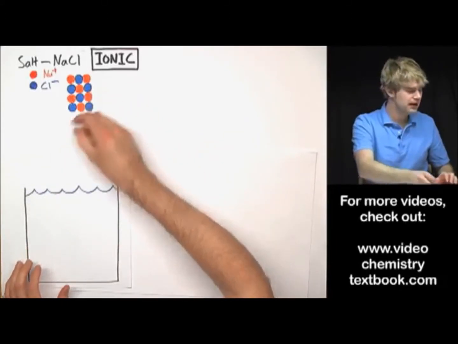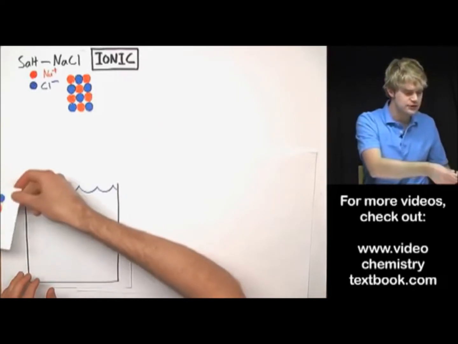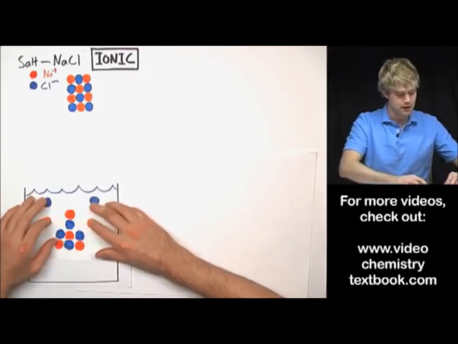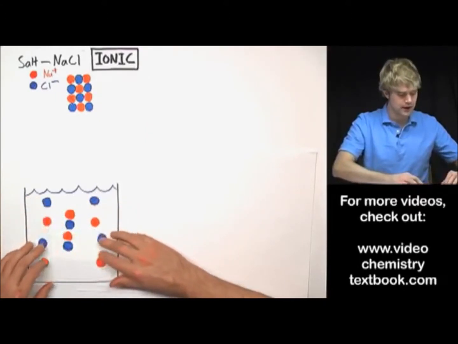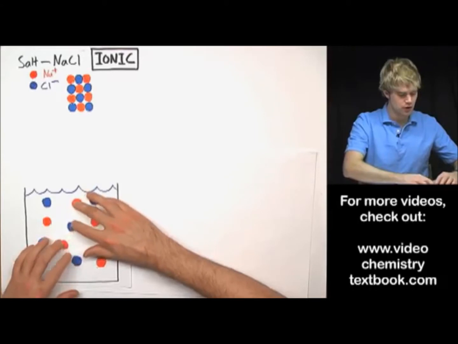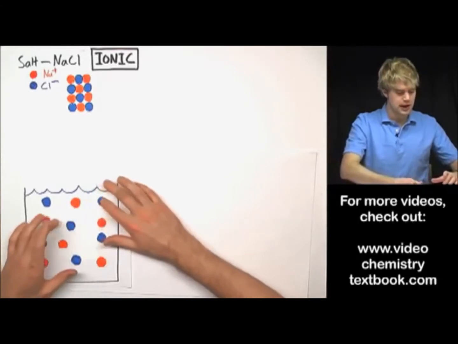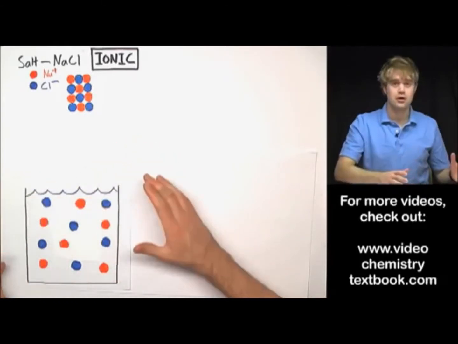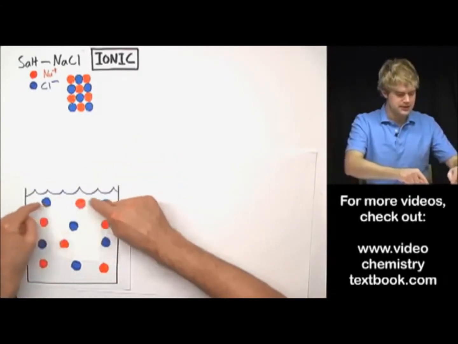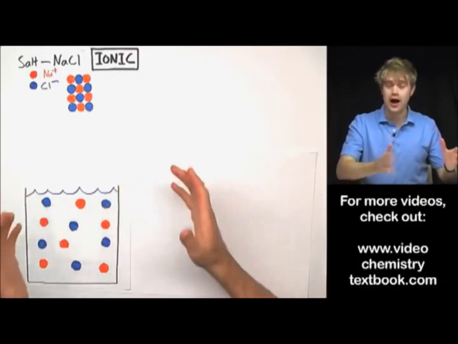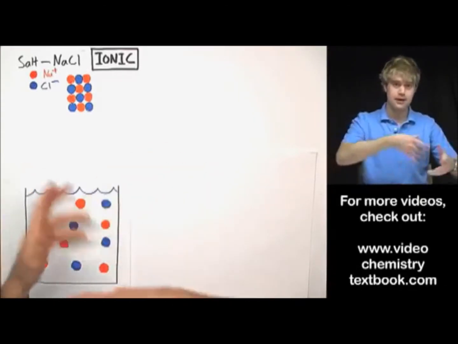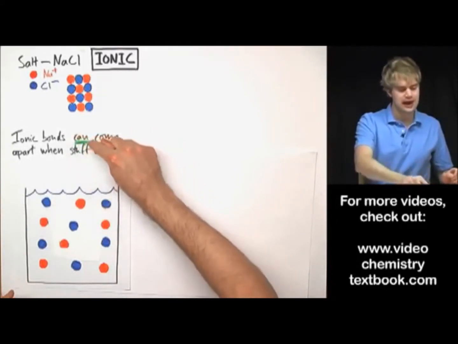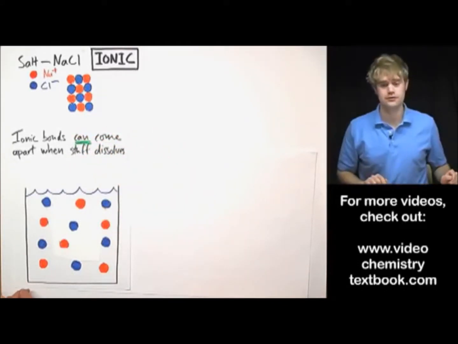So, if we took a grain of salt and dissolved it in water, this is what we'd see. The sodium and chloride that make up the grain of salt would come apart like this, and we would get individual ions floating around in the water. So the bonds that held these atoms together, the ionic bonds, were able to come apart and let the ions float around. So we can say ionic bonds can come apart when stuff dissolves.